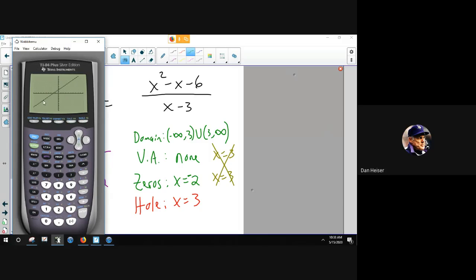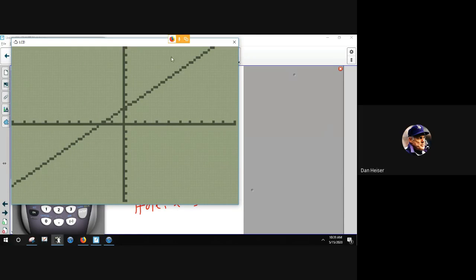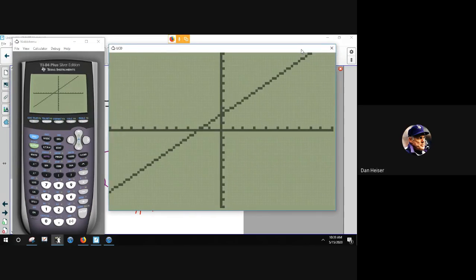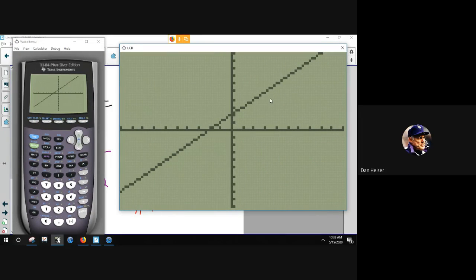Here's a graph. Let me blow it up. There it is. When x is negative 2, y is 0. Oh, look, when x is 3, y is something. So if you're saying, wait a minute, there's no hole there. What are you talking about, crazy guy? There's no hole. I contend there is.